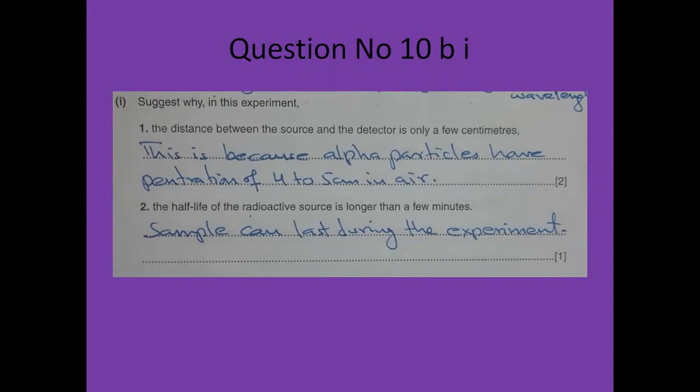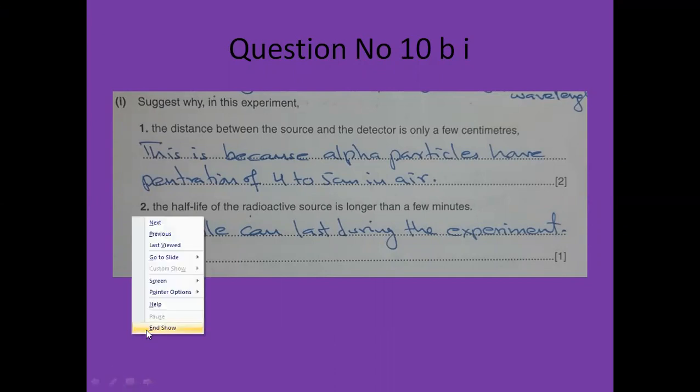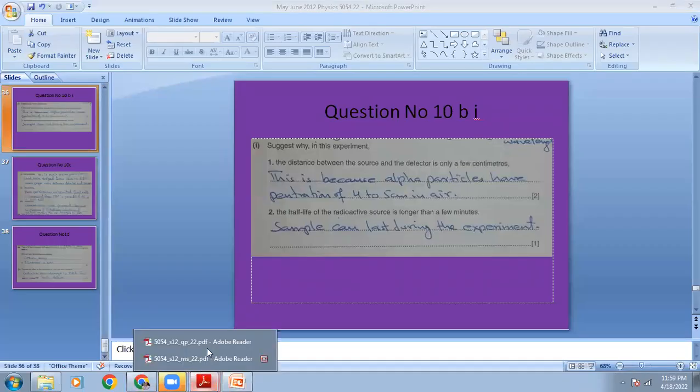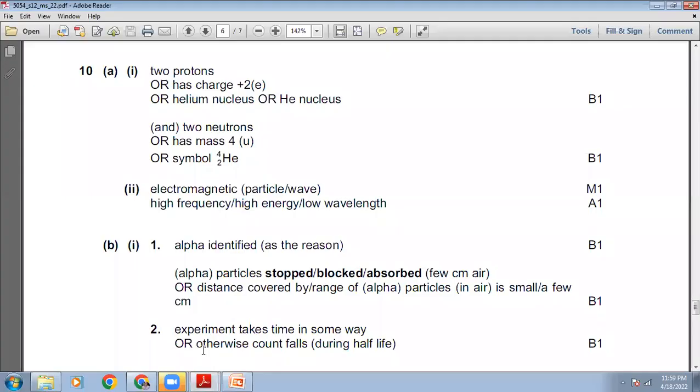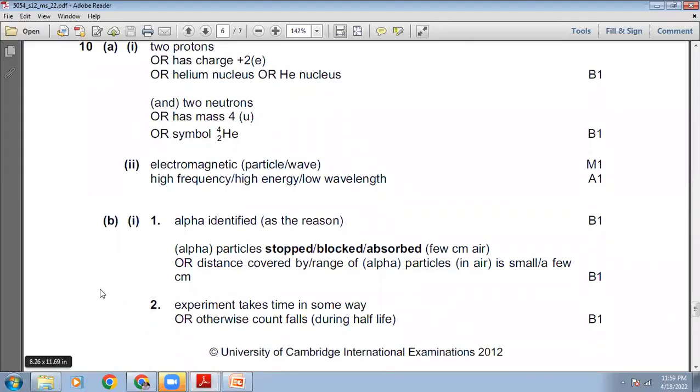Then the question is, why is the half-life of the radioactive source longer than a few minutes? The half-life should be longer than a few minutes so that you get enough time when you are working with that radioactive sample, that before it completely decays, you can complete your experiment, your observations, your readings. So the sample can last during the experiment. At least during the experiment, it should not vanish, and the sample should not fully decay.